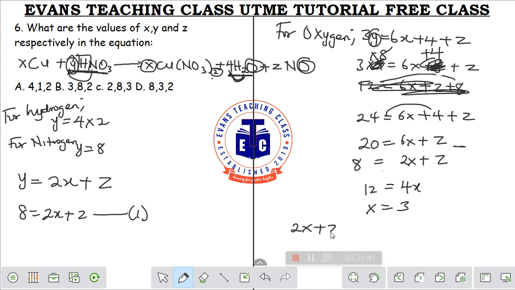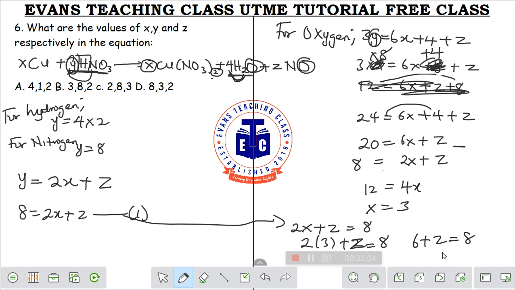So let's substitute it into this. Let's use this equation so that we can quickly get our answer. So that's our 8. So what's our x now? 3. So we have 6 plus, sorry, this is z. So that is 6 plus z is equals to 8. So what's our z now? Our z is 8 minus 6. So that is 2. That's our final answer.